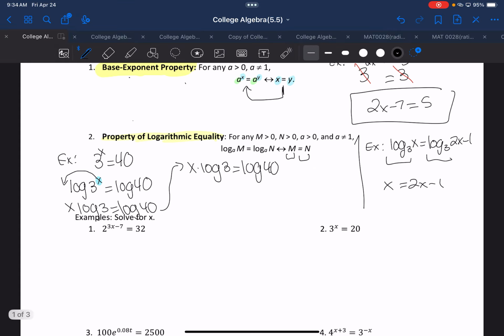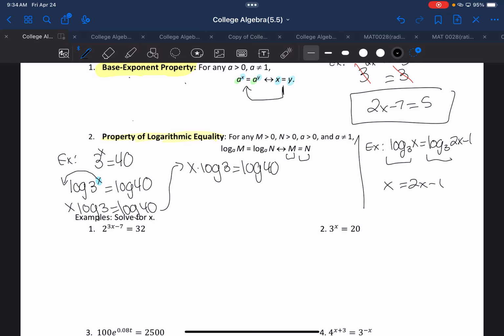So when you use this property, you will always just use log base 10 or ln. You can use either one of those because that's the one that we can easily put into our calculator. Technically, you can use any of the other ones, but there's really no reason to use any other base except for 10 or e.